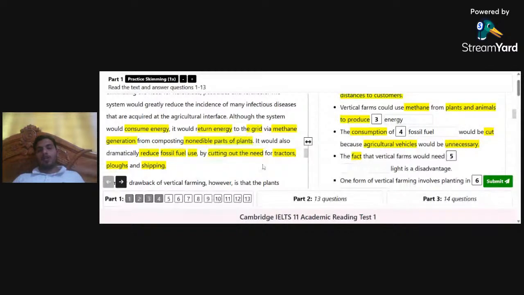You should make a table daily whenever you are attempting a test, either a listening test or a reading test. Just make a table and divide it into two columns. In one column, write the keywords from the question, and in the second column, write the keywords from the paragraph or passage. So keyword from the question is cut, keyword from the passage is reduce. Keyword from the question is consumption, keyword from the passage is use.